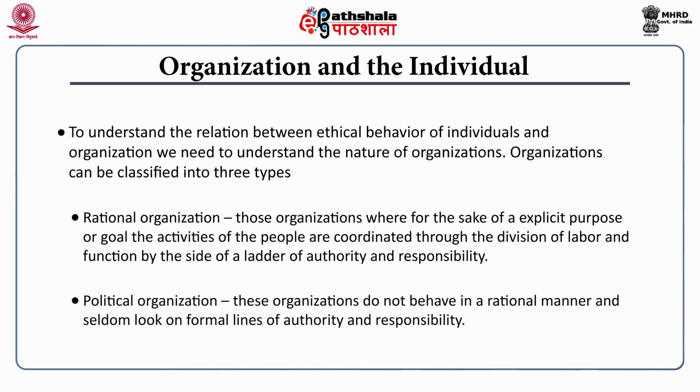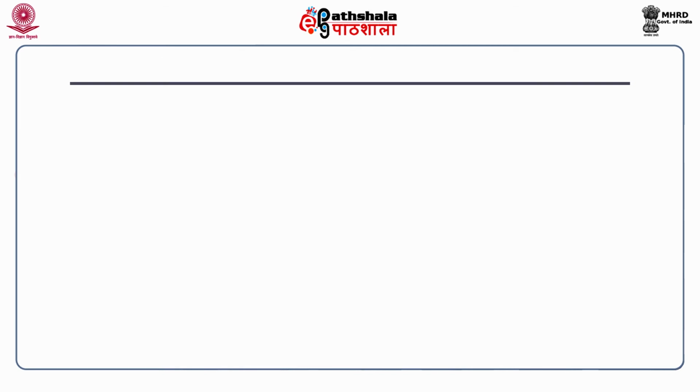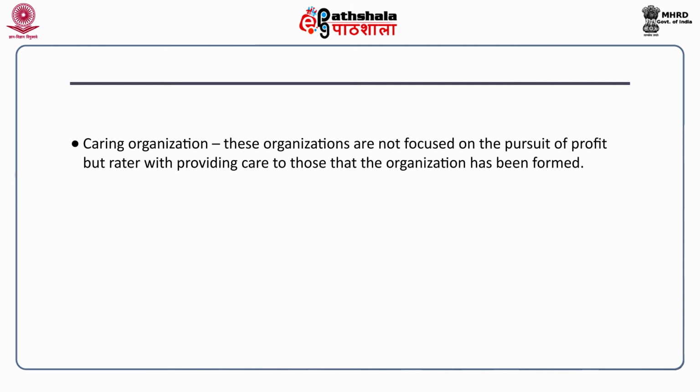Political organizations are those that do not behave in a rational manner and seldom look at the formal lines of authority and responsibility. In the view of these organizations, business is a system of competition for power, where formal and informal lines of communication are used for coalitions. A caring organization is one which not only focuses on the pursuit of profit but also on providing care to those for whom the organization has been formed.